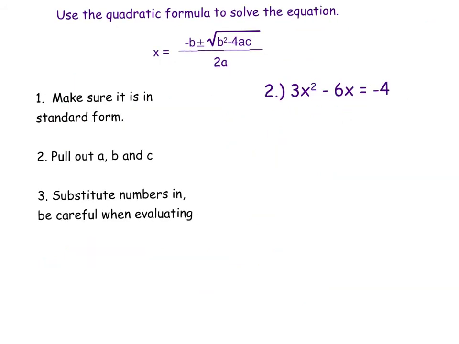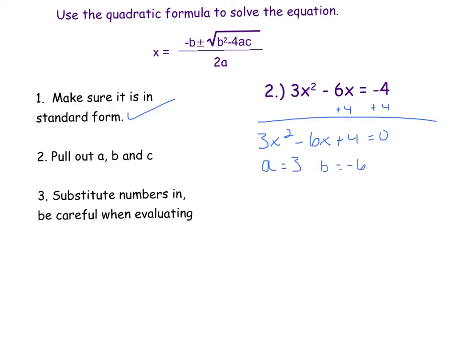All right, one more example. I see here it is not in standard form. It needs to be in the correct order, equal to 0. So the first thing I'm going to do is add 4 to both sides. Now I have 3x squared minus 6x plus 4 equals 0. Now it's in standard form, so I'm going to pull out my a, my b, and my c. My a is 3, my b is negative 6, and my c is 4.